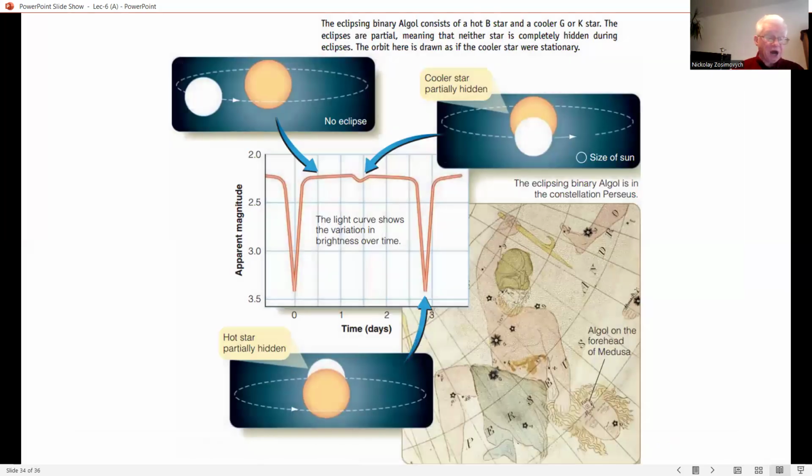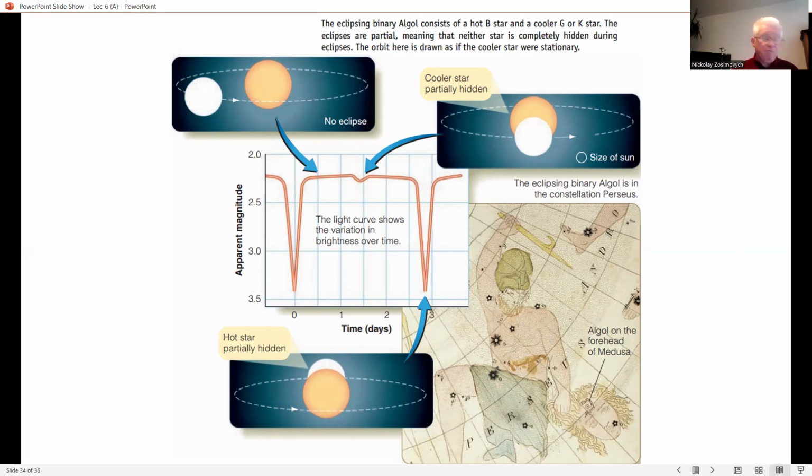Algol comes from the Arabic for the demon, and it is associated in constellation mythology with the serpent head of Medusa, the sight of whose serpentine locks turned mortals to stone, as you can see from this slide. Indeed, in some accounts, Algol is the winking eye of the demon.